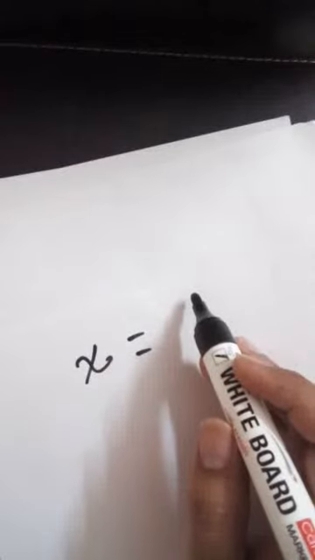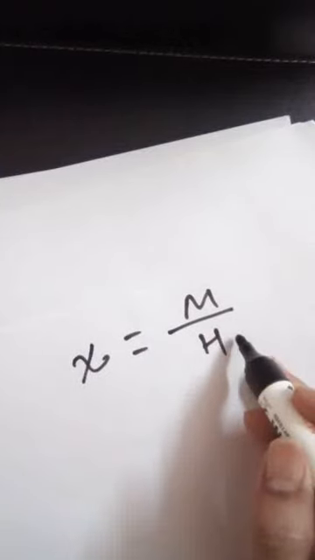Magnetic susceptibility is represented by chi, and magnetic susceptibility is the ratio of intensity of magnetization to the applied magnetic field strength. So chi is represented by M by H. Another terminology: we are going to find out the relationship between magnetic permeability and magnetic susceptibility.